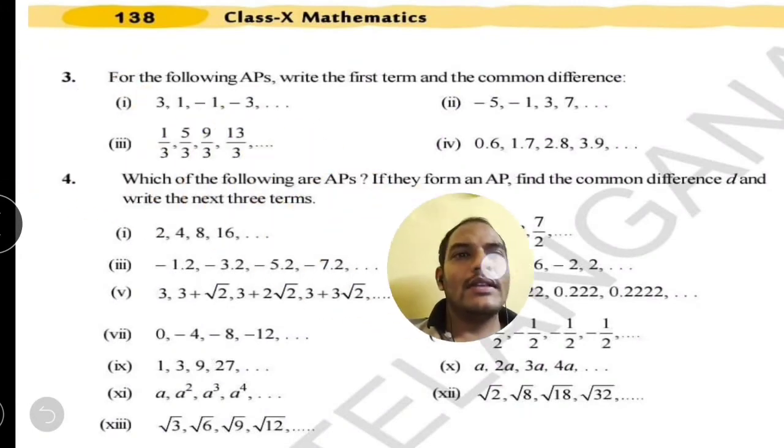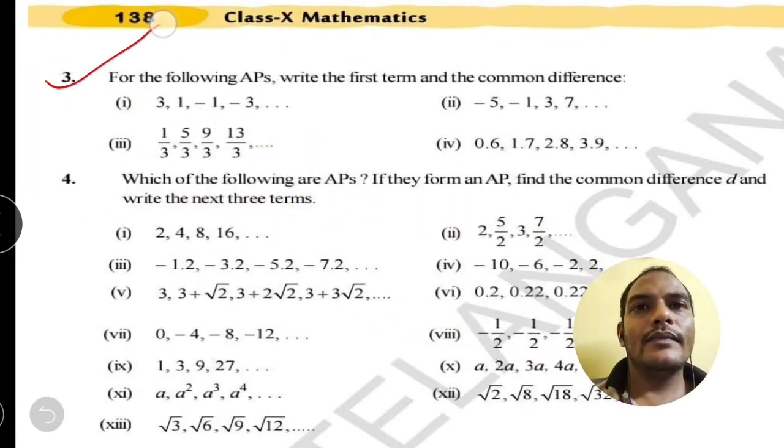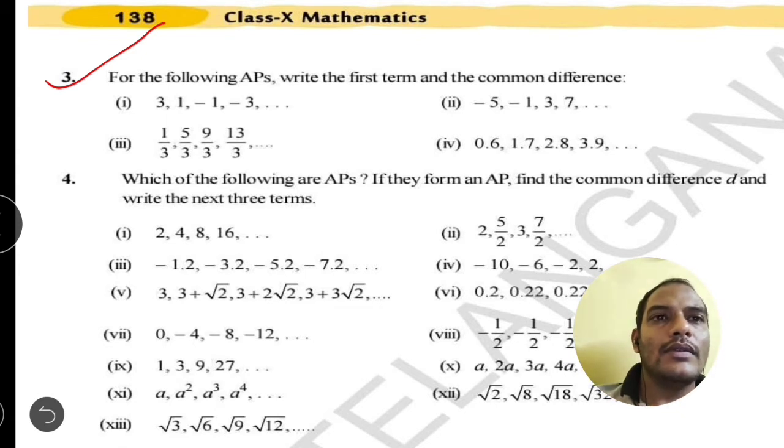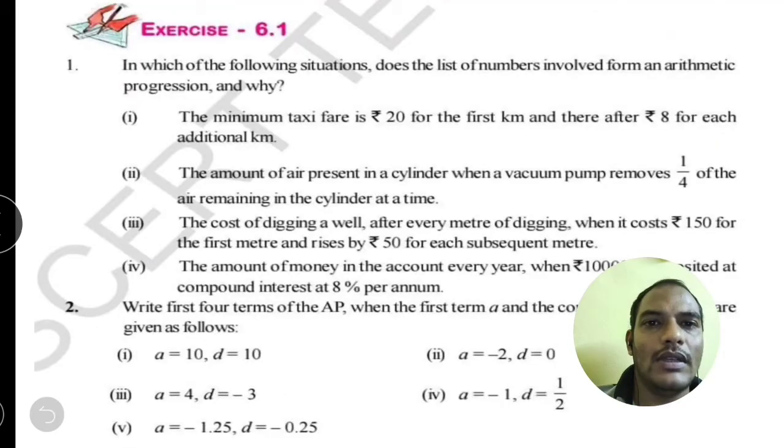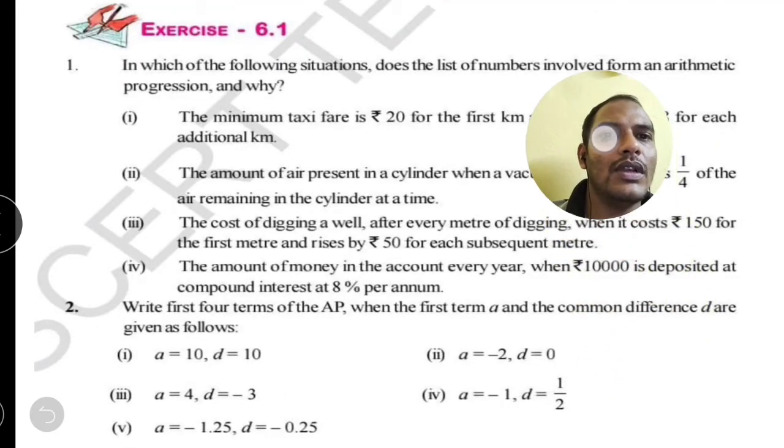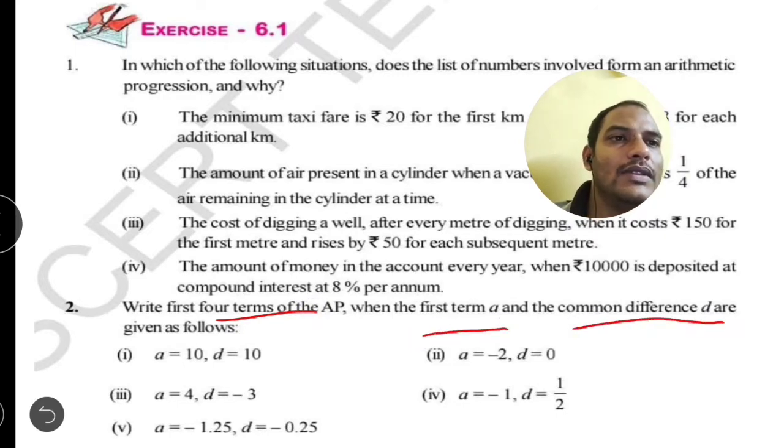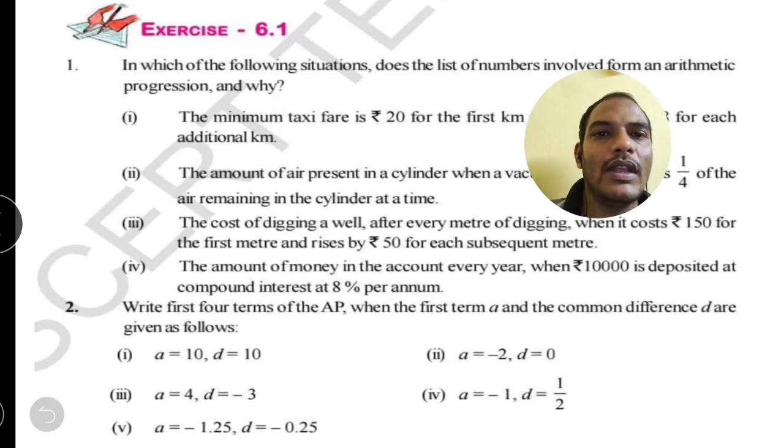Children, in the previous class we completed third bit. There are total 4 problems. So in this class we are going to learn the second bit, that is write first 4 terms of AP when the first term A and the common difference D are given as follows. Observe all questions. In every question A value and D value is given. So then write first 4 terms of arithmetic progression. So there are total 5 questions. So I will explain third problem.